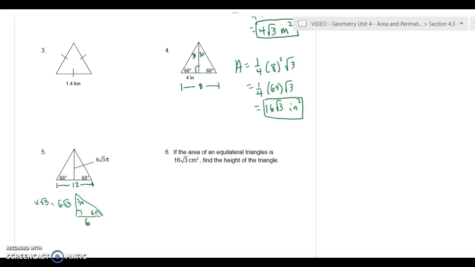We have a choice. There's not necessarily a wrong answer to this, but we can use the formula 1/4 s squared root 3 because it is an equilateral triangle and use 12 as our side. But we already have the base and the height, so it might just be easier to use 1/2 the base times the height. And that would give us 36 root 3. And we're talking about feet squared.